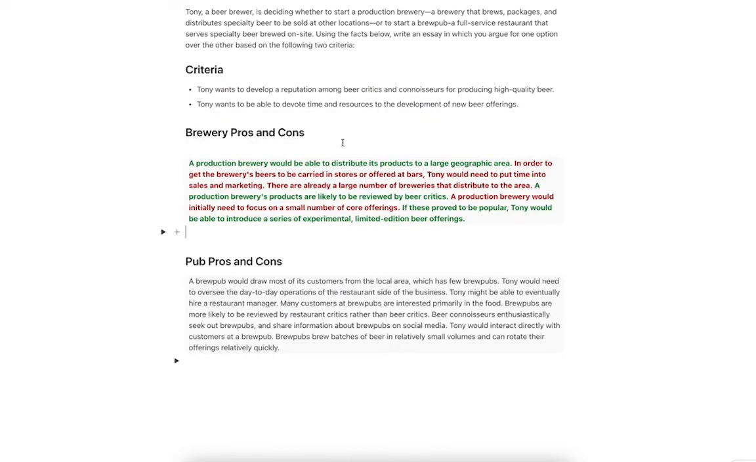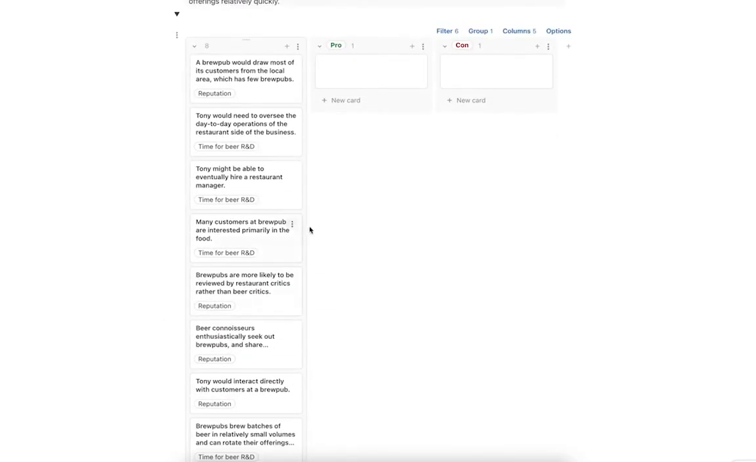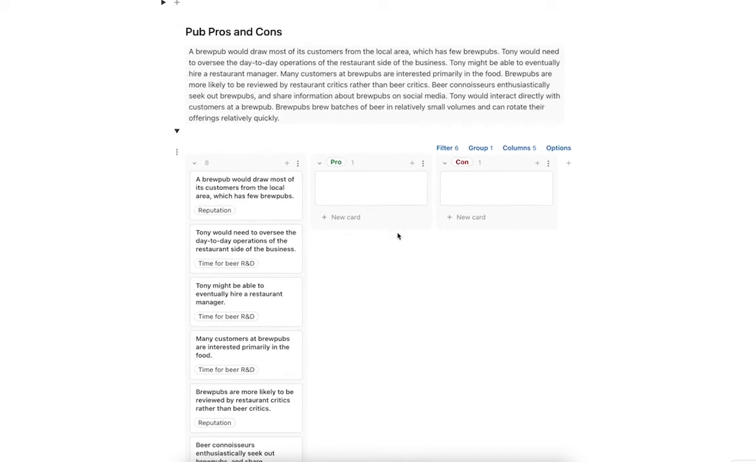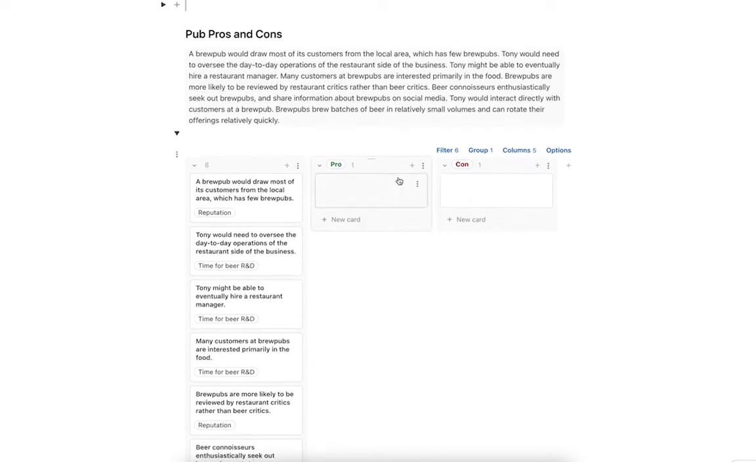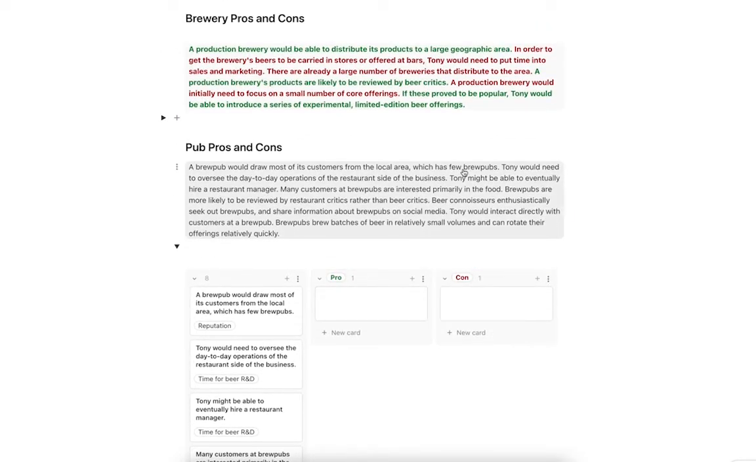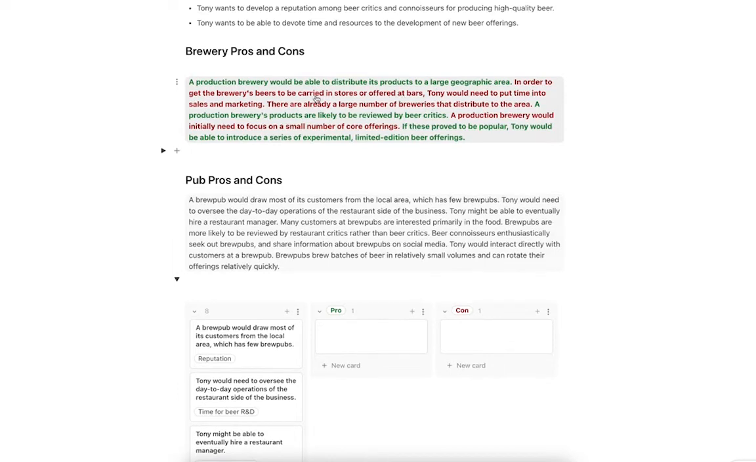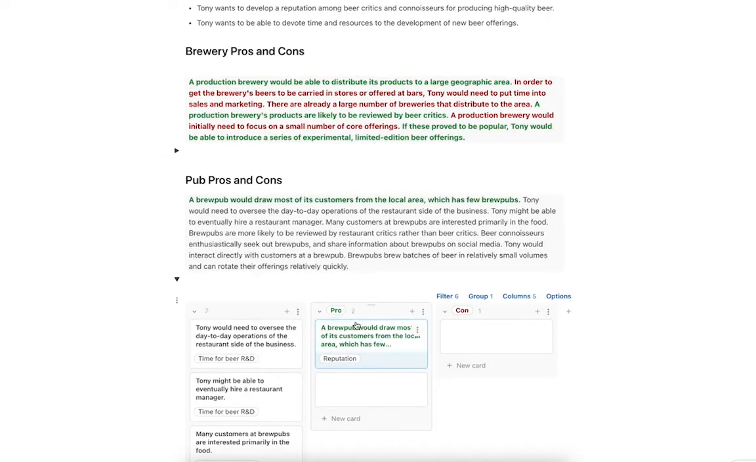And let's look at the pub's pros and cons. And we'll do the same thing. We'll sort all of these sentences. So first, a brew pub would draw most of its customers from the local area, which has few brew pubs. Notice that this directly reflects the sentence in the first paragraph about how breweries have a lot of competition. Often, the second paragraph is sort of the inverse of the first paragraph in so many ways. If breweries have high competition, pubs have low competition, and that's clearly a pro for the pubs.